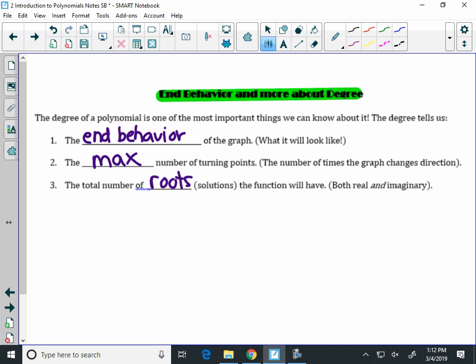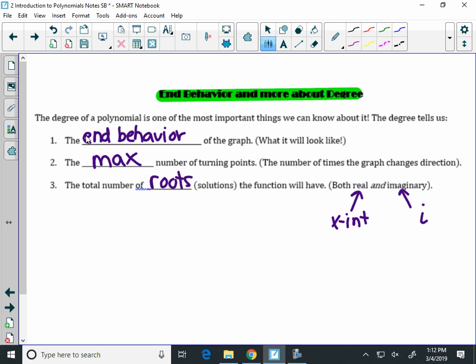Now roots here do not just mean X-intercepts. It does mean real X-intercepts, so that's what a real root is. How many times you cross the axis. But the imaginary roots also are counted in that total. And imaginary would mean that the root has an i in it, which we will explore later on this week. So the roots are real X-intercepts and imaginary.